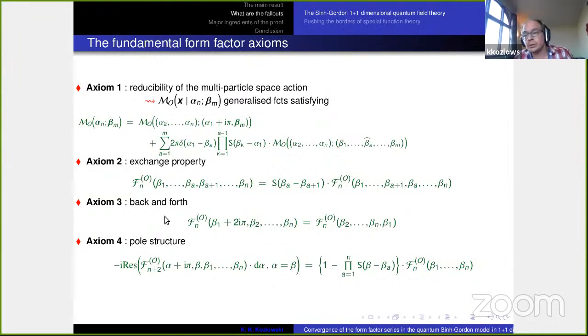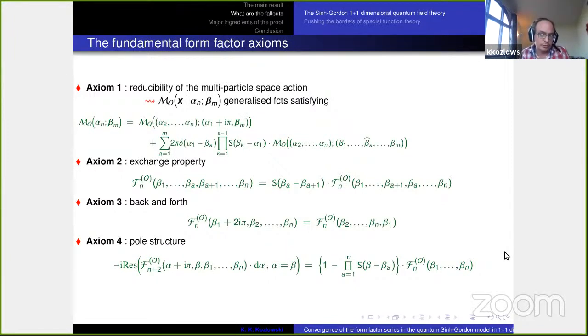And then you have an axiom which tells you how these form factors behave in terms of meromorphic functions. So where are their poles? In the case of the Sinh-Gordon model, there are no bound states. So the only poles are kinematic poles, which arise at rapidities shifted by I pi. So if you have two entries of this integral kernel which are shifted by I pi, then you have a pole at those rapidities with some explicit form of the residues.